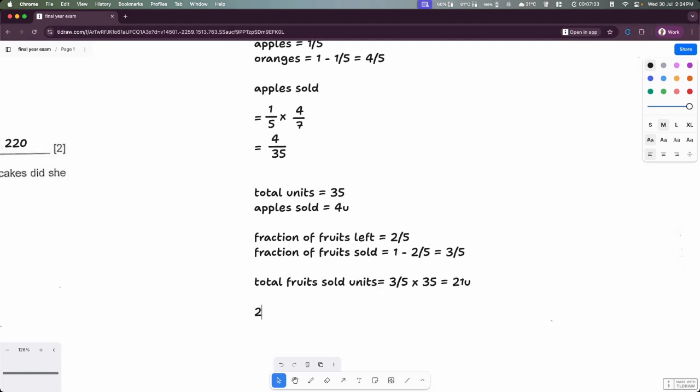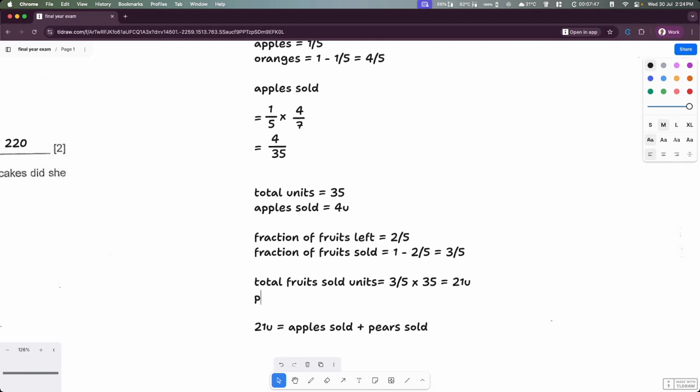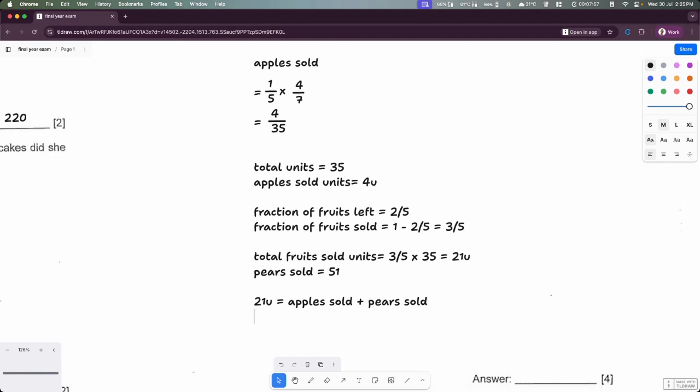So 21 units is basically the number of apples sold plus the number of pears sold. So we also know that the number of pears sold is equal to, so apples sold in terms of units is 4 units, pears sold is actually 51. So with this, we just put inside the different values. So apples sold is 4 units plus pears sold is 51. Okay, so that means 21 minus 4, this will be 17, right? 17 units equal to 51.